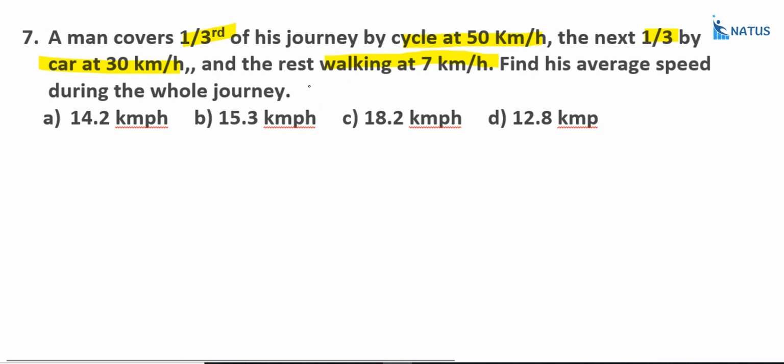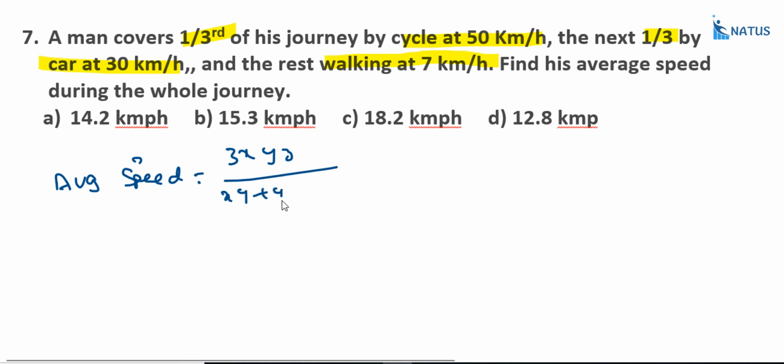Are the distances the same or not? Suppose the distance is equal to 3 kilometers. No need to take x. The distance is equal to 3 kilometers, and one third of that is 1, right? If three speeds are there, then the average speed is equal to 3xyz by xy plus yz plus zx kilometers per hour.